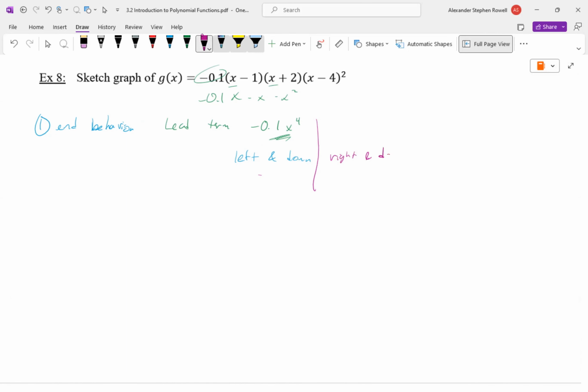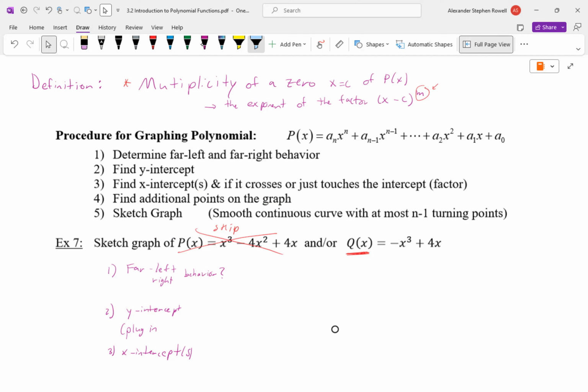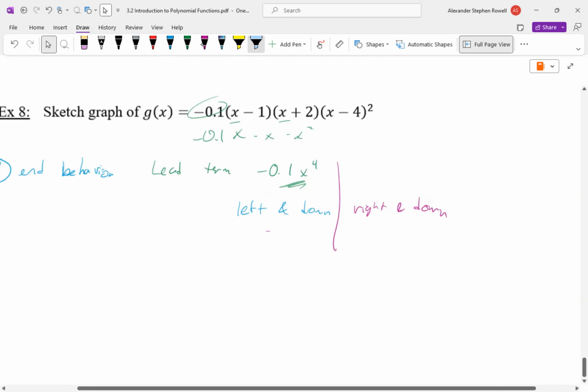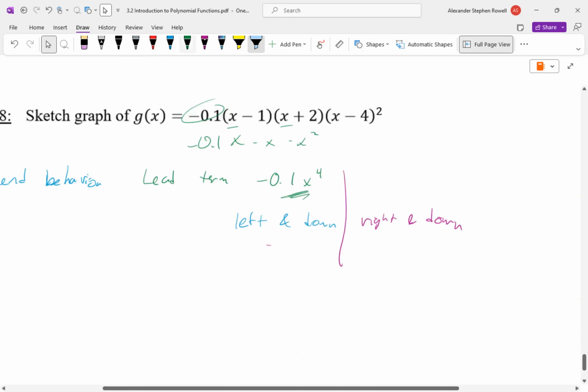Right and down. It occurs to me I did not define multiplicity for you. The multiplicity of a 0 is the number of times it occurs, which is the exponent of the factor. So if x equals c is our 0, then (x minus c) raised to the power of m would give our multiplicity.